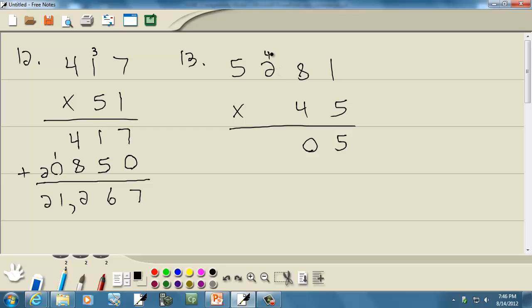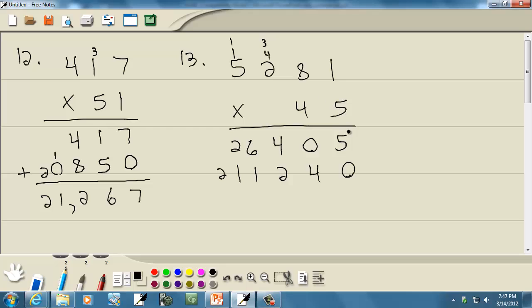5 times 2 is 10, and then I add the 4, which gives us 14, so I put the 4 and carry the 1. 5 times 5 is 25, plus 1 is 26. Now I'm working with this digit, so I'm going to put a 0 placeholder here. 4 times 1 is 4. 4 times 8 is 32, so I put 2 here and I carry the 3. 4 times 2 is 8, plus 3 is 11, so put a 1 here and carry a 1. And 4 times 5 is 20, and then plus 1 gives us 21.